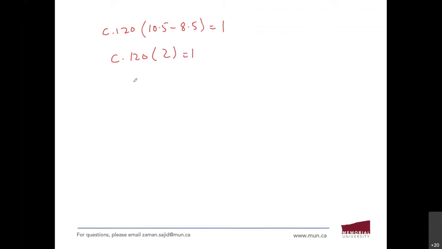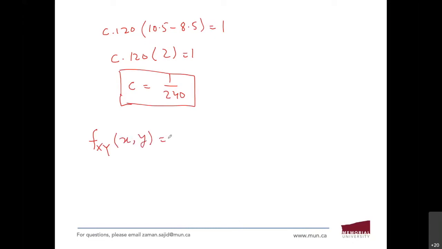Now the C turns out to be 1 over 240. That is the value of my C. So I can say that my function f of x and y, which was equal to C, is 1 over 240. That's my function.